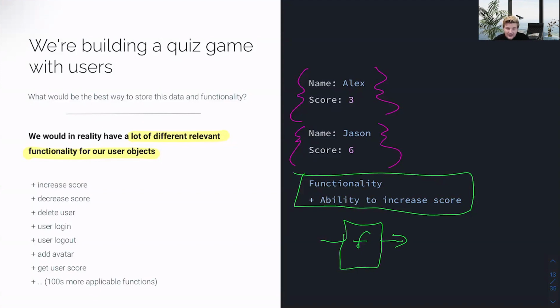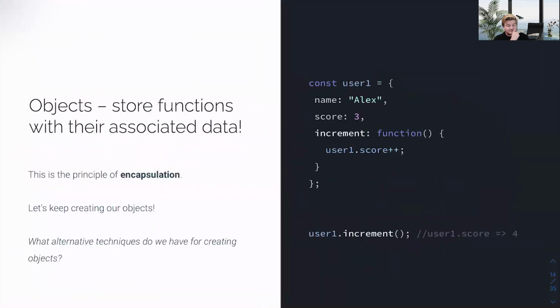So this is really the question that's going to drive the rest of this conversation: what's going to be the best way for us to package up this data, Alex's name and score, with this functionality, the ability to update that score in real time in our application? So like Christian said, an object is a great way for us to store that data and functionality side by side. An object encapsulates functionality with its associated data. It's known as the principle of encapsulation.